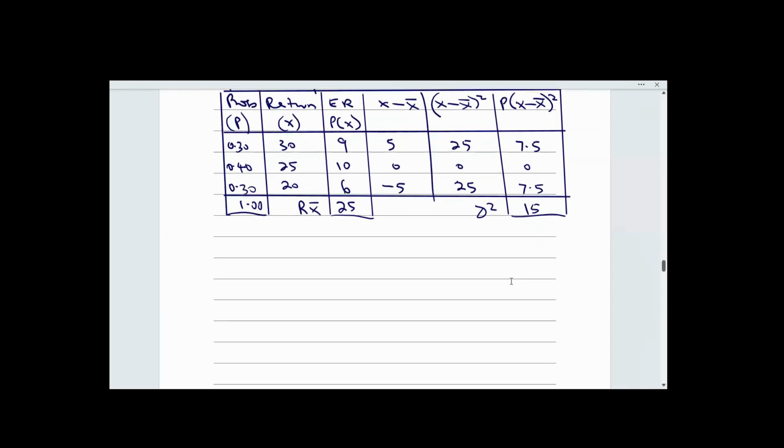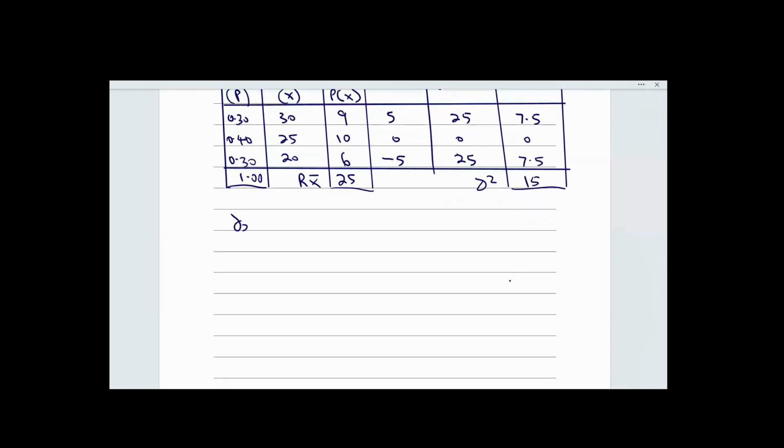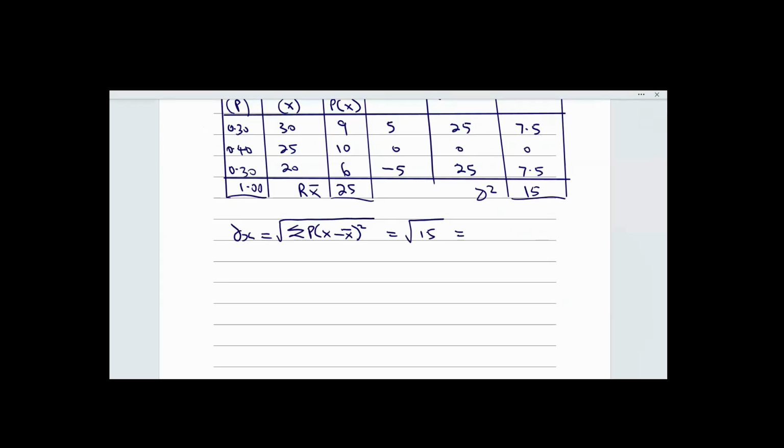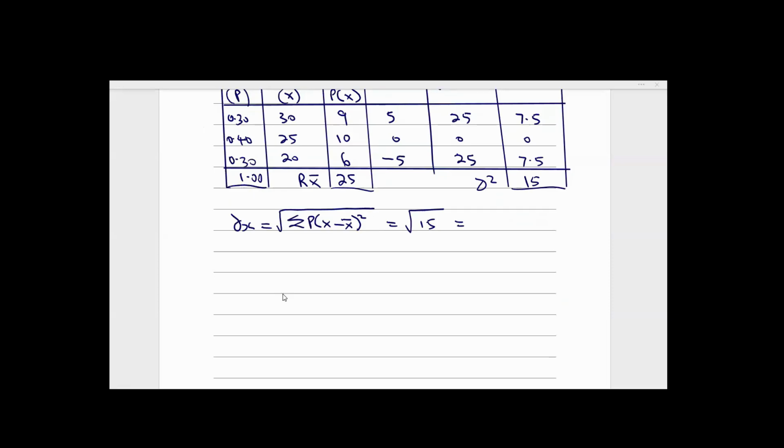All right. So I will then calculate standard deviation of security X, which is square root of variance. And variance is summation of probability of X minus X bar square. Therefore, square root of 15 is equal to what? What's square root of 15? 3.87. That's the risk of security X.